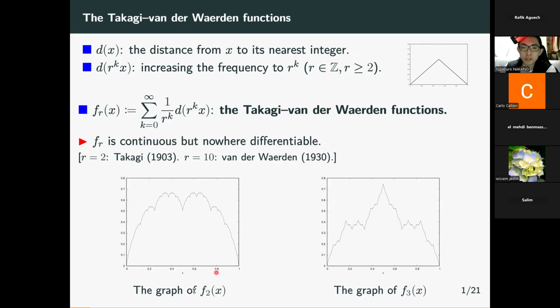The two figures are the graphs of f_2 and f_3. These two figures heavily depend on the parity of r. In the first part of my talk, what is the difference in the physical features of these functions?